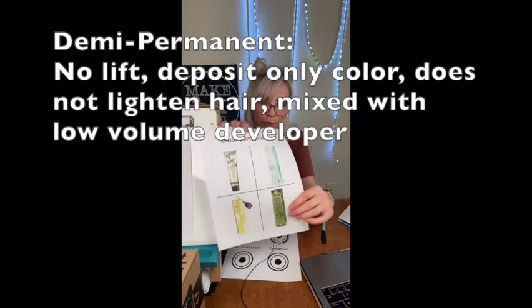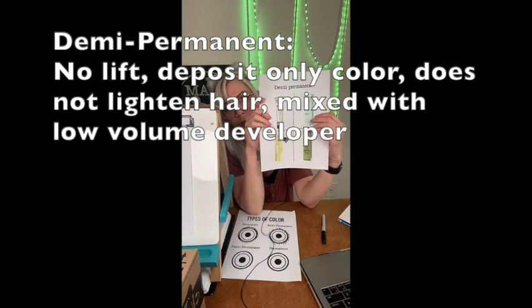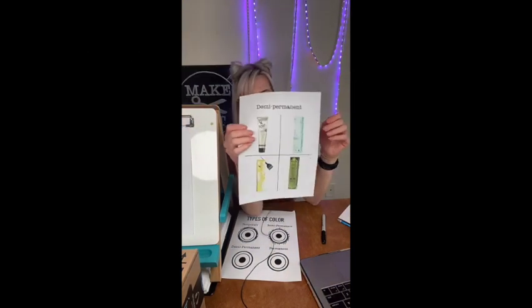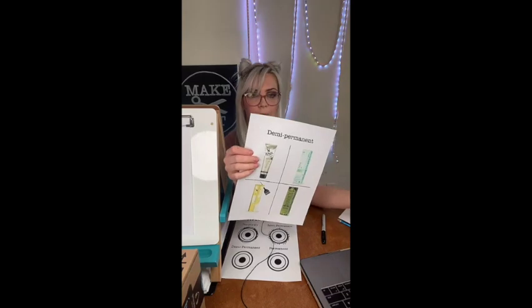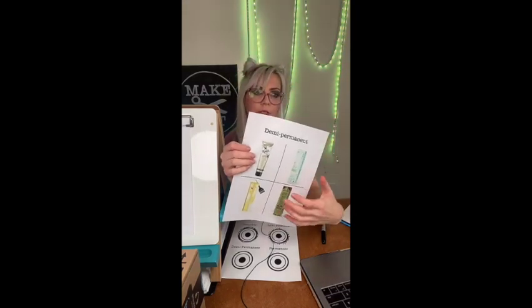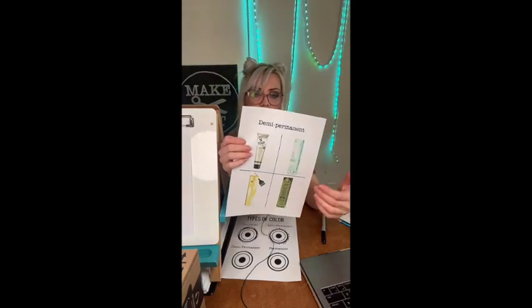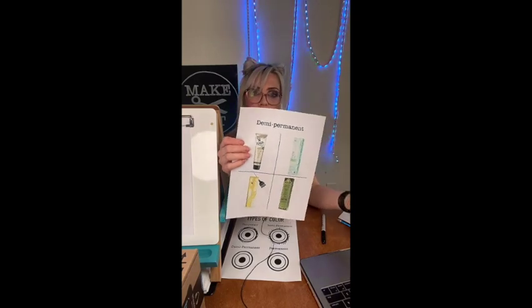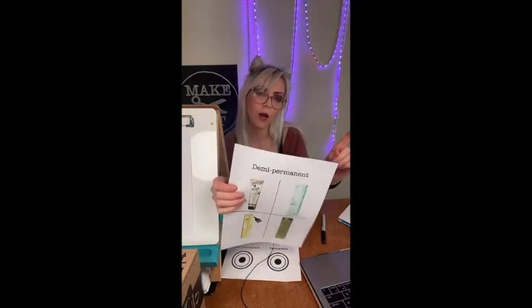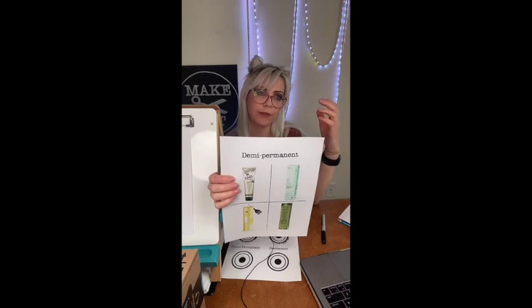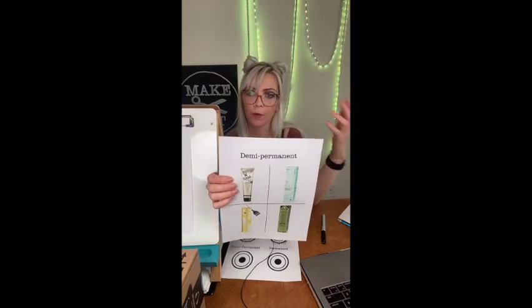It's a deposit only. It lasts longer than a semi-permanent. And the only difference between a demi-permanent and a semi-permanent is that demi-permanent uses a developer. So you need to have a developer in order for it to process. But since it's not a very strong developer, it doesn't lift the hair as much as a permanent color would.